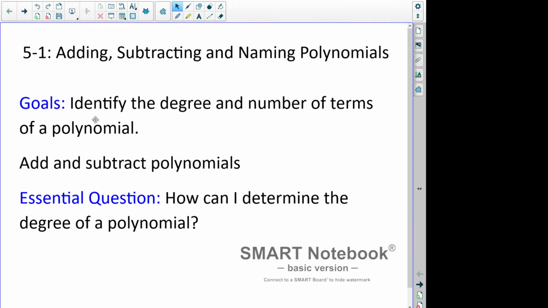Anyway, so our goal today, we're just adding, subtracting, and naming polynomials. So we already know how to add and subtract. We'll do a little bit of review on that, but mostly we're just going to talk about naming polynomials. Again, most of that's review. So we talk about the degree and the number of terms. We're going to add and subtract polynomials, and then our essential question is, how do we determine the degree of a polynomial?